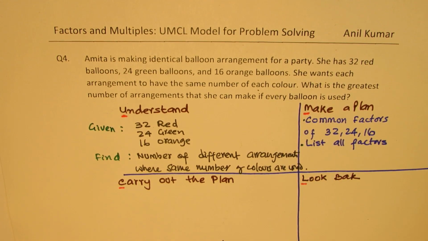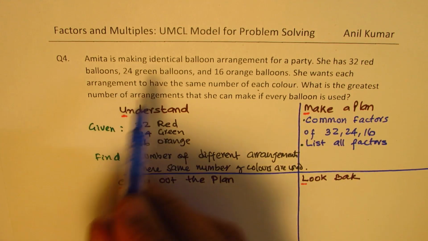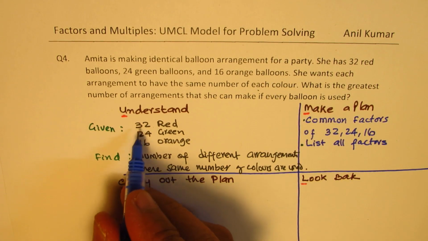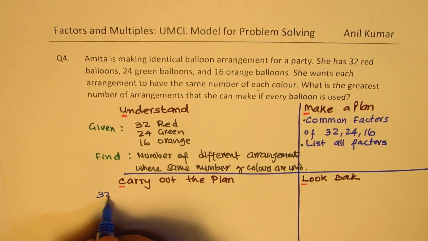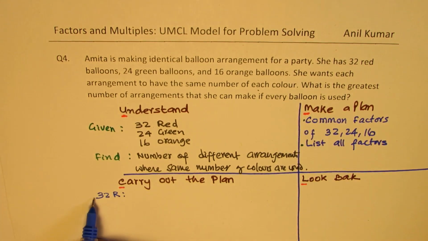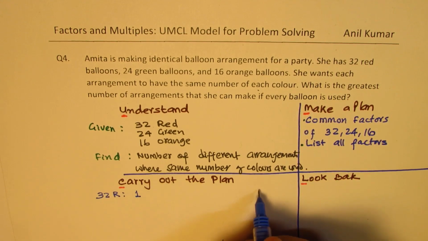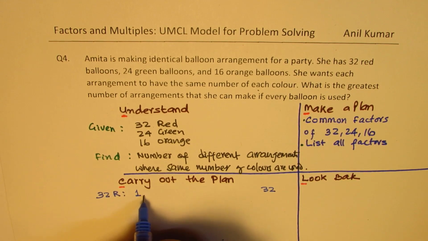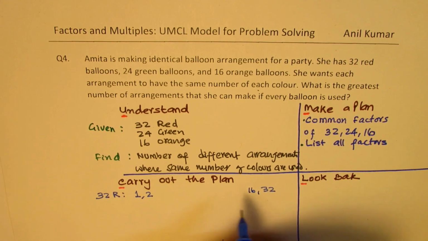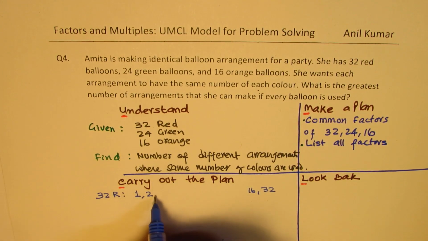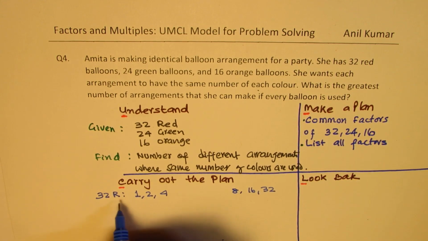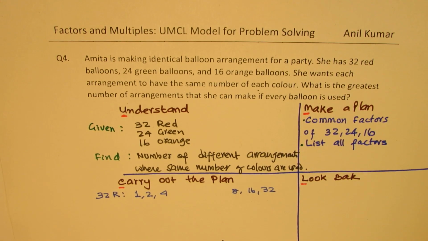Okay, so now we'll apply this strategy. So we have 32 red. I'll write red. And factors for 32 will be 1 and of course 32. And then we have 2 and then 16. And you can see 16 is a factor of 32. Next it will go by 4 times 8. 5 it will not go with, 6 no, 7 no, 8. So that means these are all. So we have 1, 2, 4, 8, 16, 32 as the factors of 32.